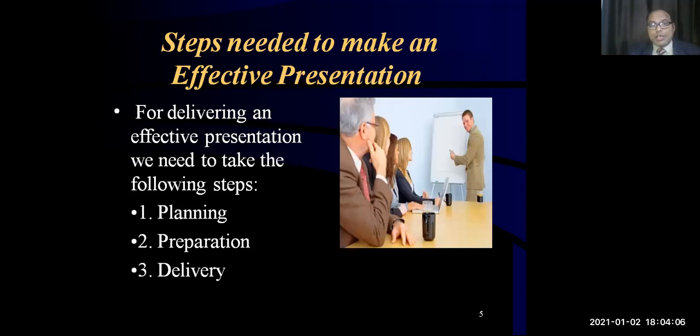What are the steps needed to make an effective presentation? Three things are important here. Number one, planning. Number two, preparation. And number three, delivery. These are the three steps which one has to follow when it comes to giving an effective presentation.